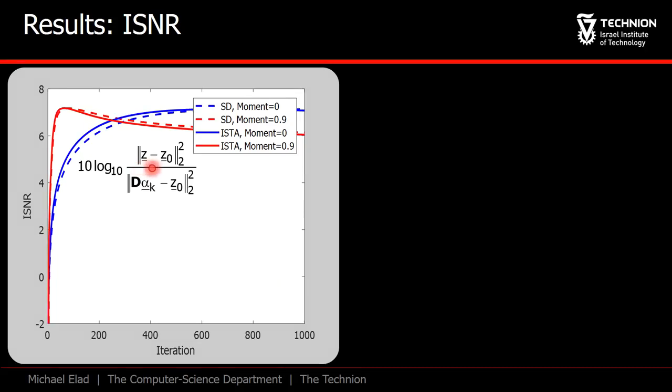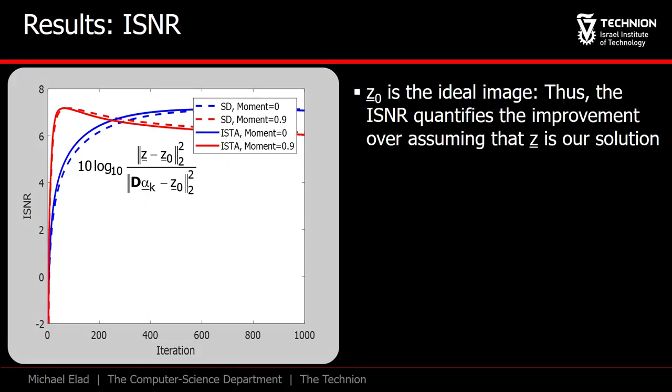In the numerator, we have the error between the given blurry image and the ideal one. This would be the error if we do nothing. In the denominator, we have the distance between the estimated image, D times alpha_k, and the ideal one. So this is the error of our suggested solution. Thus, the bigger this ratio, the better the outcome. We take 10 log 10 of this ratio, so if the ISNR value is 0, this stands for a ratio of 1. Implying that we are getting a result as good as doing nothing.